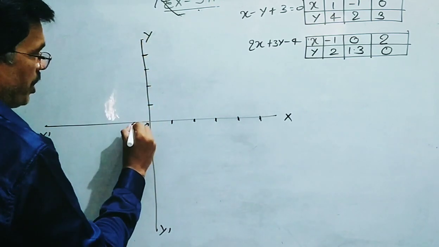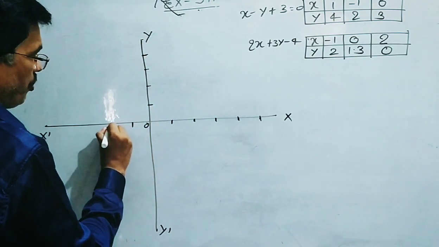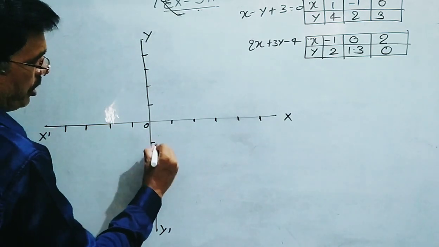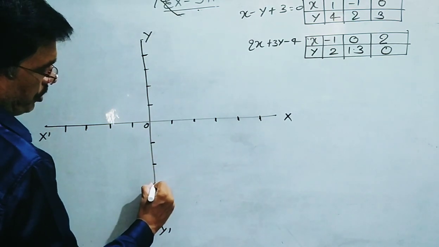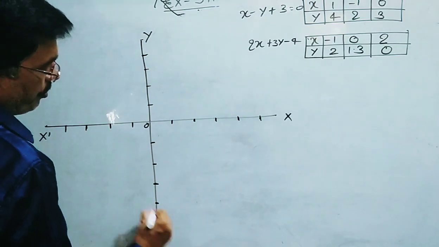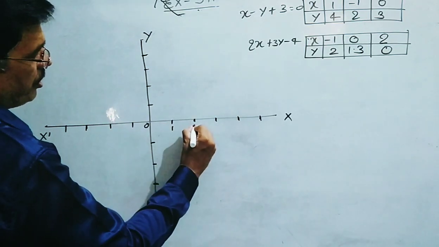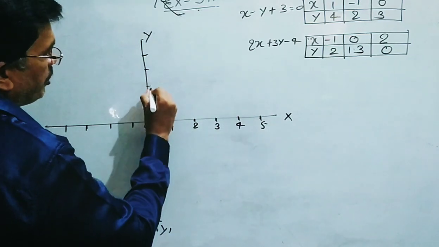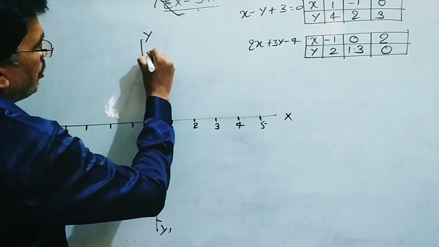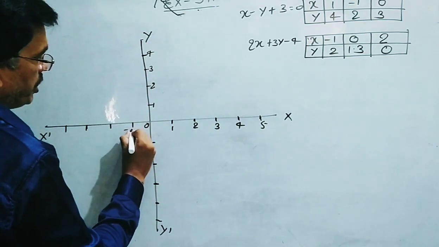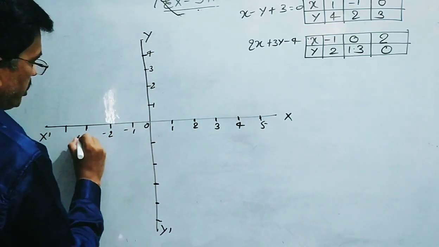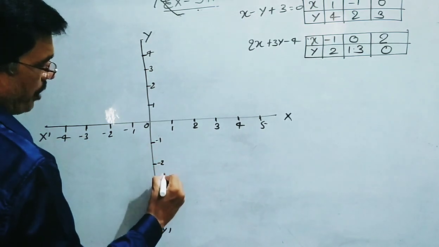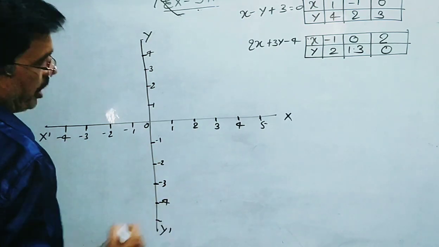here is 1, 2, 3, 4, 5, here is 1, 2, 3, 4, here is 1, 2, 3, 4, 5, and on this side minus 1, minus 2, minus 3, minus 4.